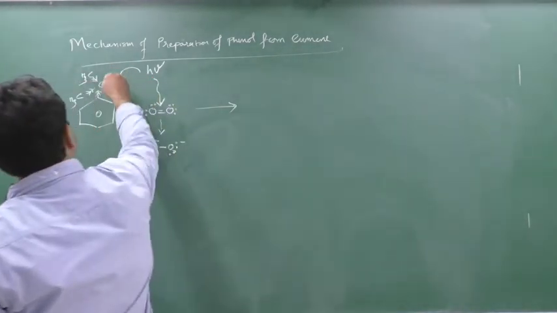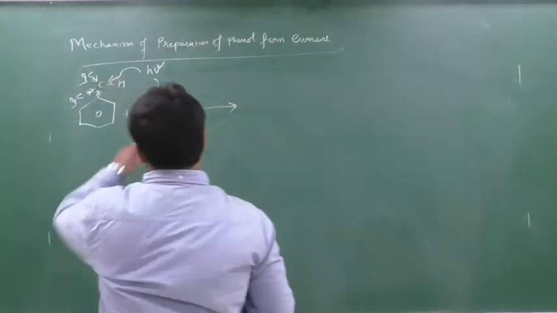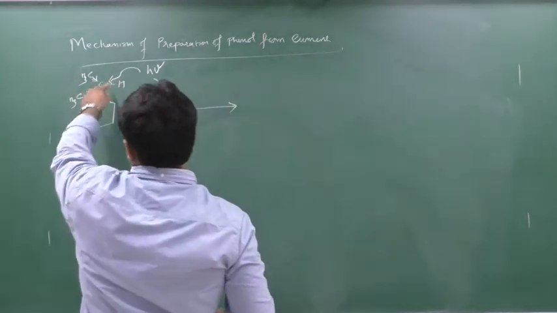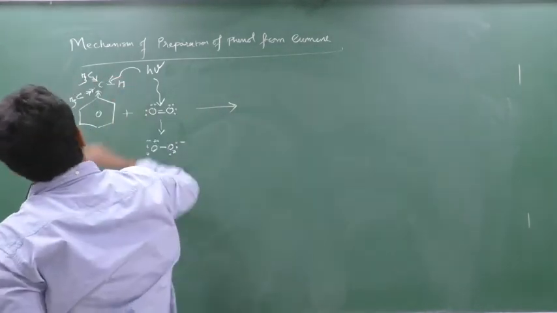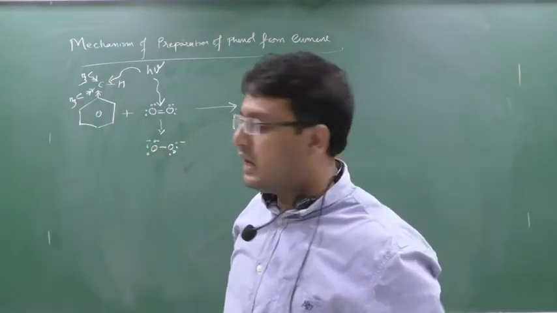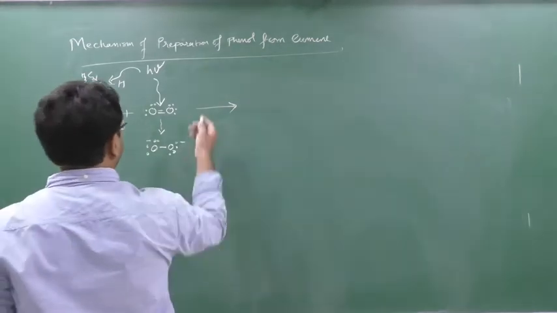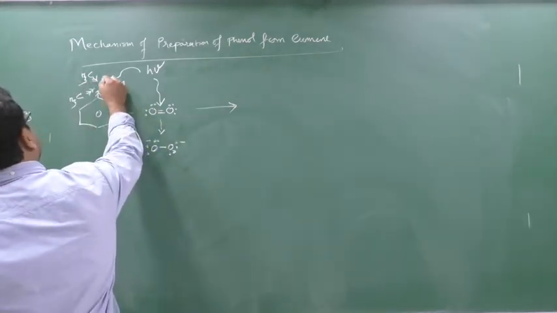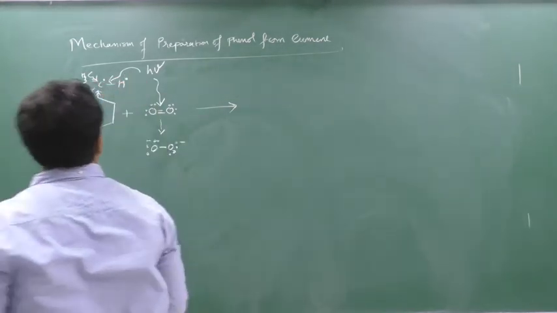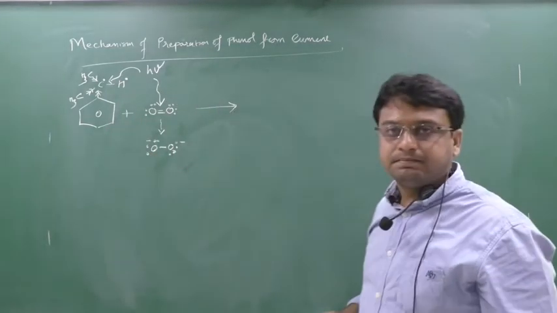Similarly, here also cleavage will take place, homolytic cleavage. Yes or no? There is also cleavage here, and here also there is a cleavage. So when cleavage takes place here, what will happen? This bond will get broken. When this bond breaks, here 1 electron will come, here 1 electron will come. That's why I am telling you, it is a free radical mechanism.